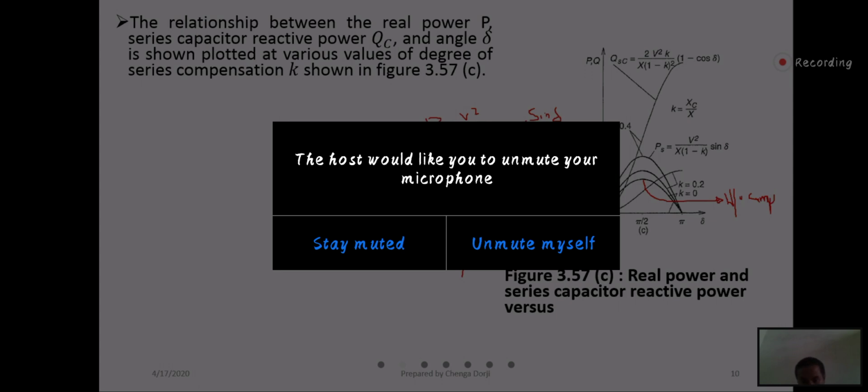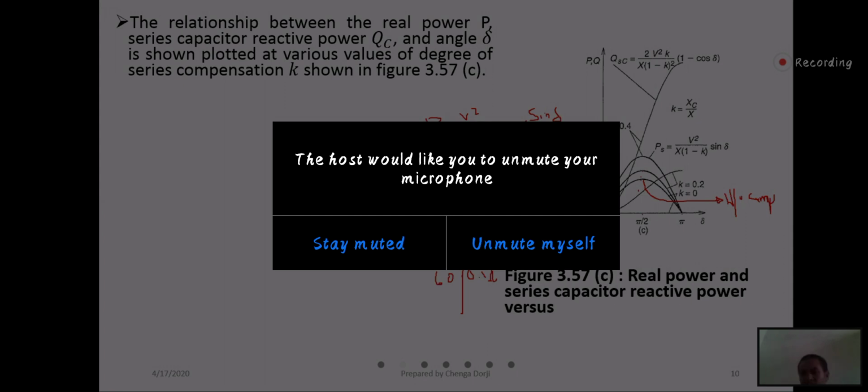Now sine 60 is 0.866. So it is going up, slowly reaching the maximum at 90 degrees, and after 90 it will reduce and come back.